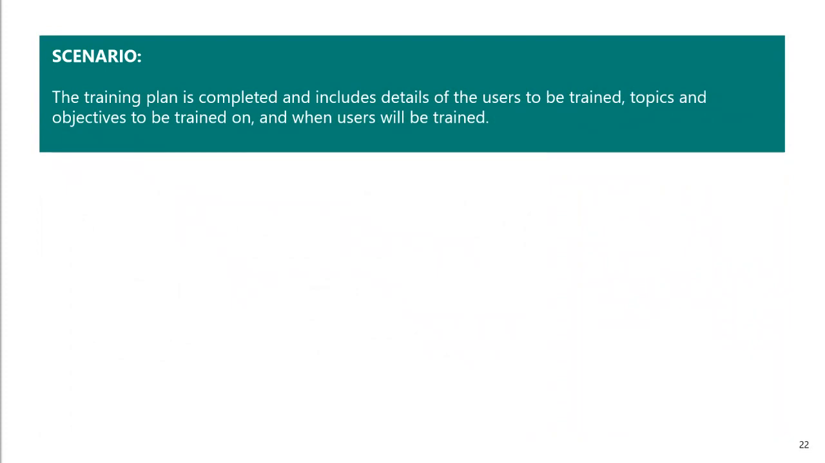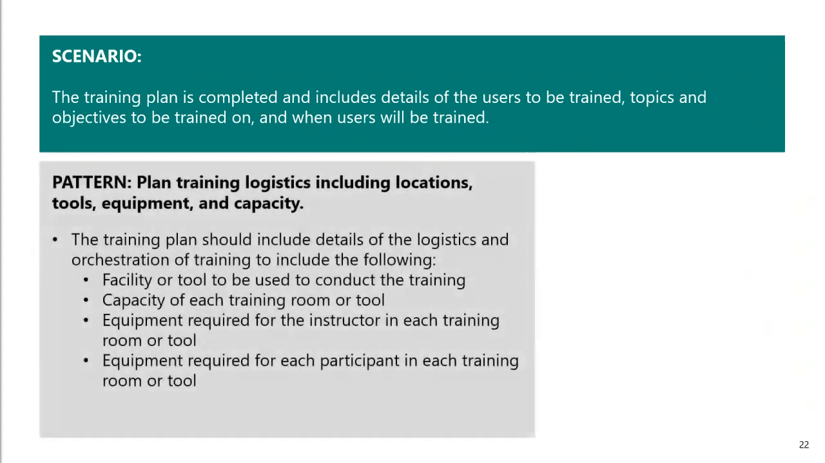In our next scenario, the training plan is completed and includes all of the users to be trained, topics and objectives to be trained on, and when those users will be trained. So from a pattern standpoint, we want to make sure that you're planning the training logistics, including locations, tools, equipment, and capacity. If you put a training plan together, but it's missing one of these components, the logistics of your training delivery might suffer. If you don't have the proper equipment or the equipment doesn't match what they're going to use, again, the users might suffer because it doesn't really match what they're going to be doing.